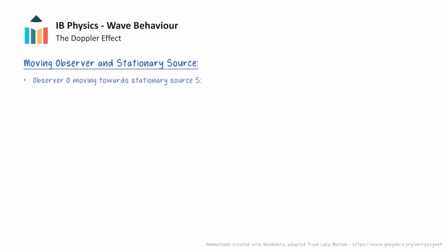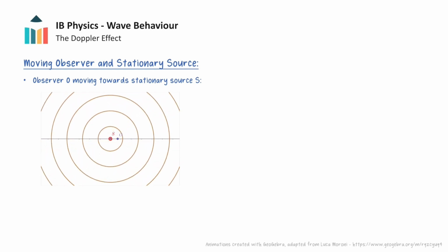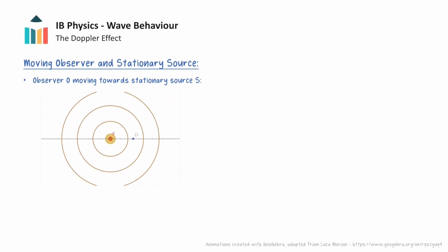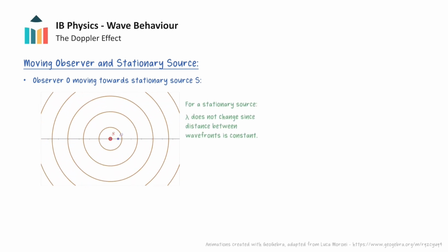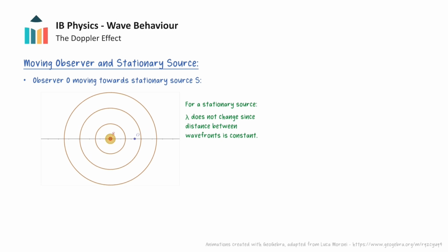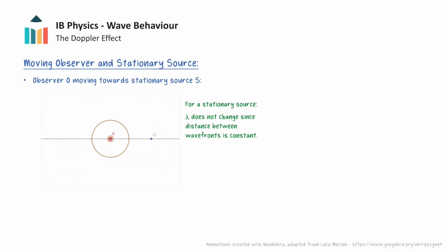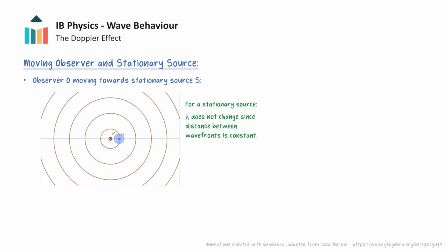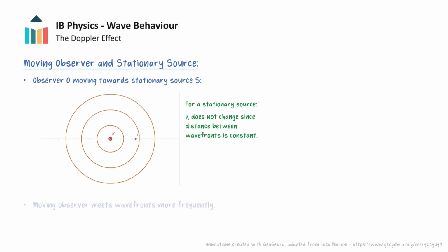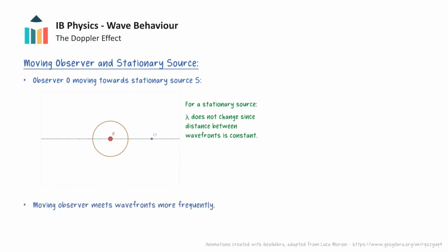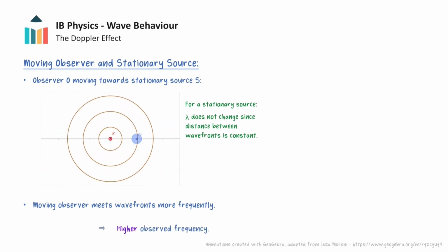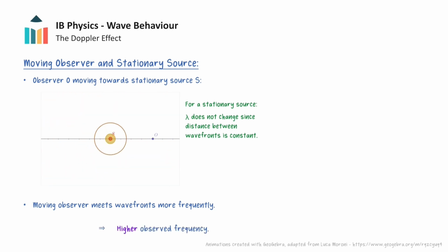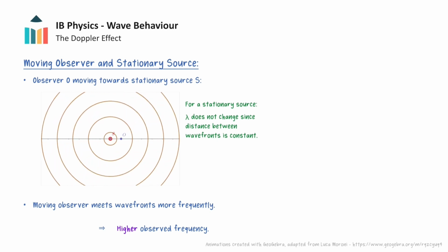Let's now consider a stationary source of sound and an observer who moves towards the source. Since the source is stationary, the distance between wavefronts does not change, so the wavelength is fixed, and the moving observer would measure the same wavelength as it would if the observer was stationary. However, the observer will meet more wavefronts in a given time than if it remained stationary, so the observed frequency appears to be greater than the emitted frequency in this scenario.